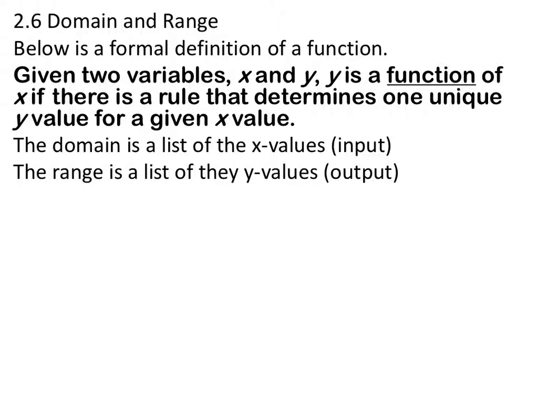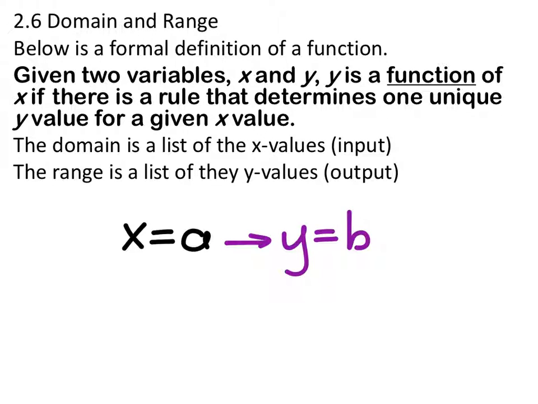So below is a formal definition of a function given two variables x and y. Y is a function of x if there is a rule that determines one unique y value for a given x value. Now those are pretty nerdy terms in order to understand what a function is. It's just saying that, for example, if I said x is some value like a, and then it produces a y value, let's say b. In order for it to be a function, if I see another time where x is a, I need to know that that y value is still going to be some b value, okay?